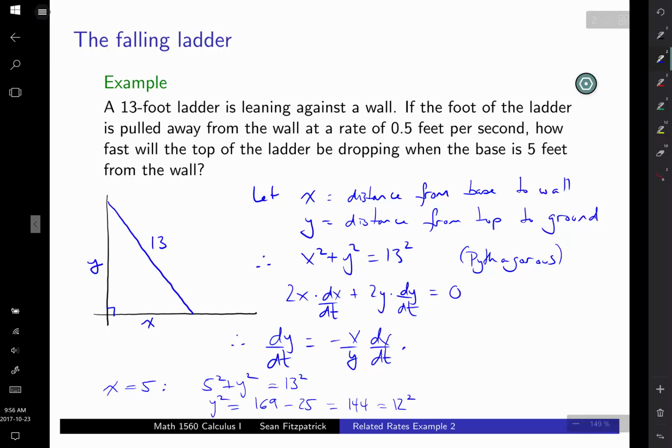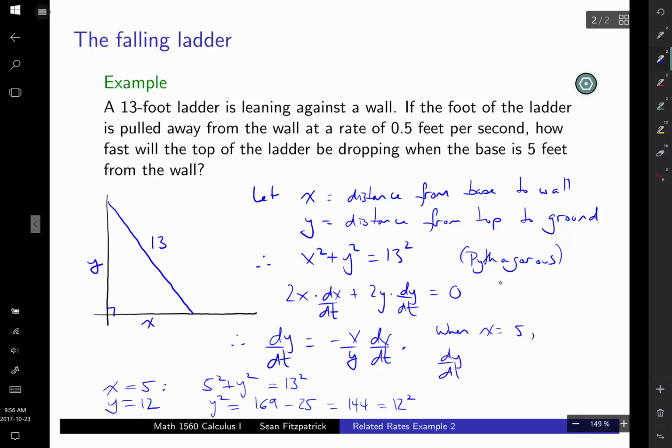x and y are distances, and so we take the positive square root. Distance can't be negative. They're lengths, so you don't have a negative length. And so when x is equal to 5, we get our answer.